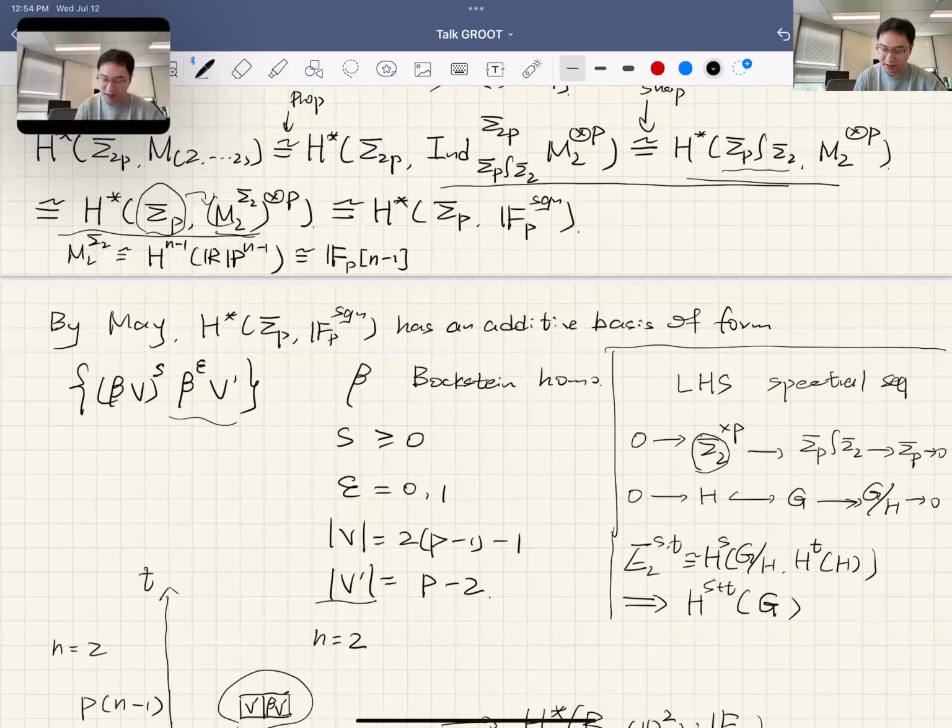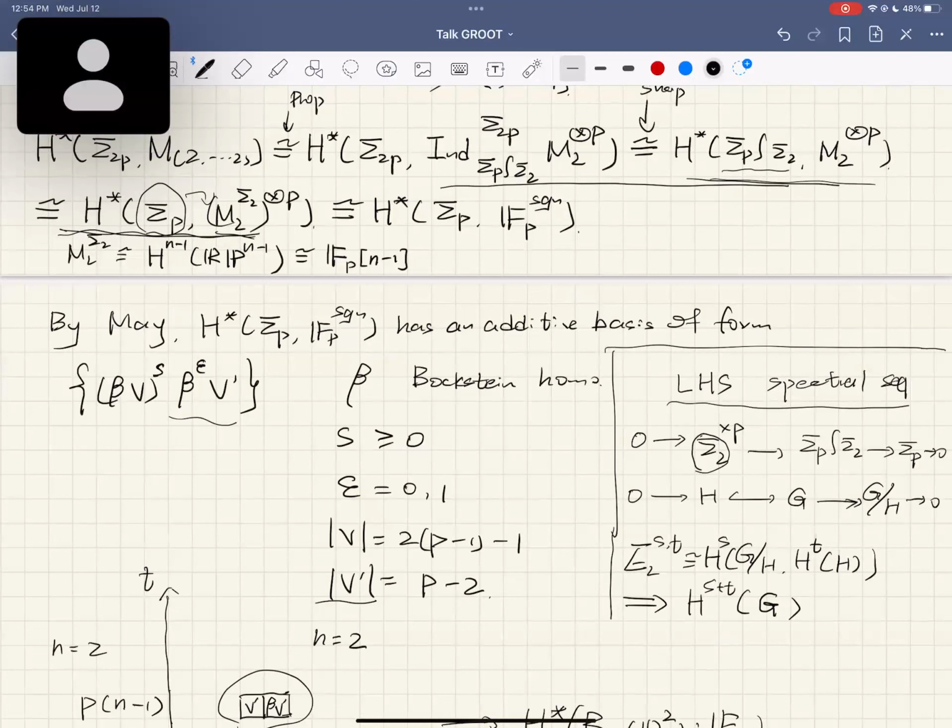Thanks. Okay, so I'm using this technique to say that this spectral sequence collapses at the E2 page. So I have this. Yeah. Okay. Okay. Thanks a lot.